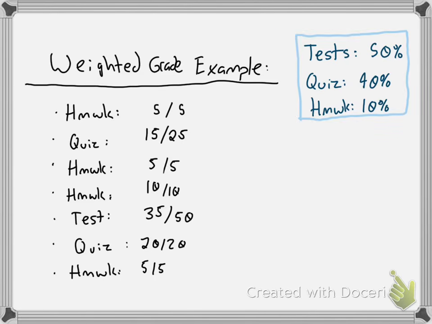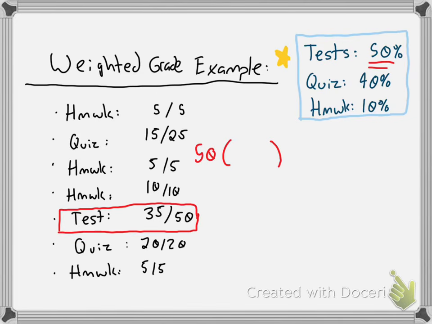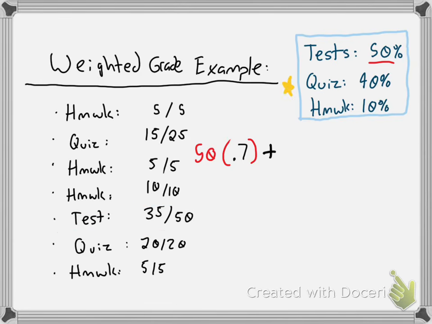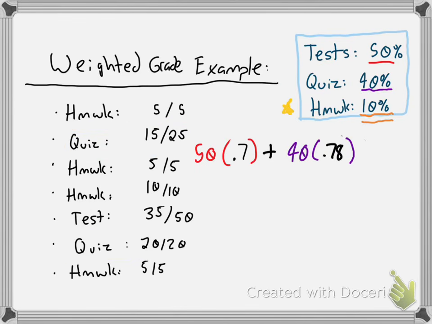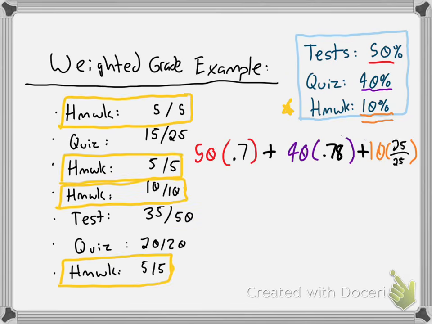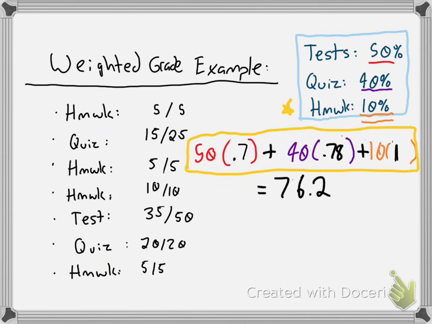One way to calculate it is, if tests are 50%, I could do 50 times whatever my test average is. Here I've had one test so far, which ends up being a 70%. Then I'll do plus 40 times whatever my quiz average is, which is a 78%, plus 10 times whatever my homework average is, which here is 100%. Now my final grade is calculated this way, which all adds up to a 76.2 or a 76%.